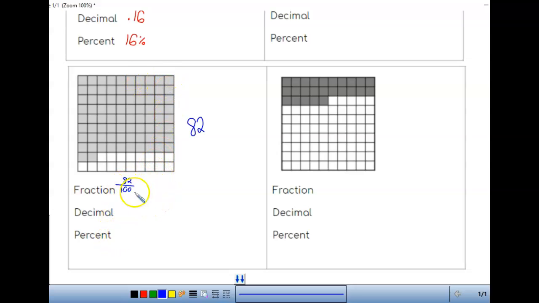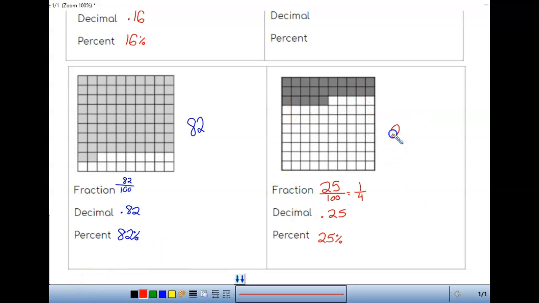All right. Remember, the percent is going to be the number over 100, or the total number shaded in a 10 by 10 grid. And then the decimal, this is 82 hundredths, so 0.82. The decimal part should be reviewed. All right, if you have not already paused the video, pause it now and try the next one.